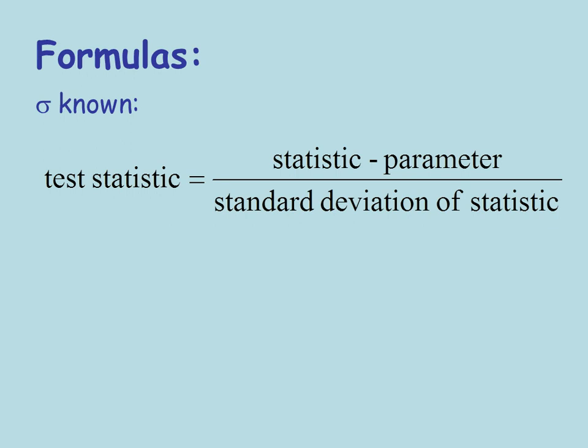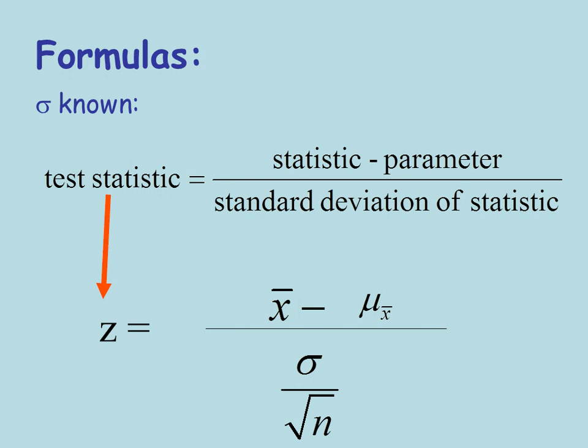So this is again when we know what the standard deviation is. The test statistic is z equals x bar minus mu over the standard deviation of that statistic. And again, this is when we know what our standard deviation is. This should not be new to us. We've seen this before. There's our statistic, there's our parameter, there's our standard deviation.